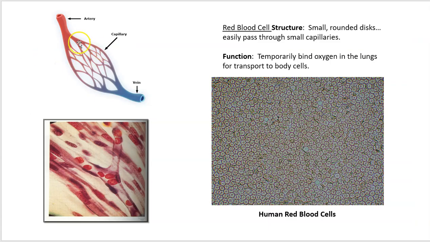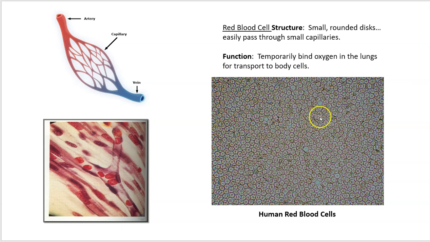Now on the left here, we see a diagram of these tiny blood vessels that connect arteries and veins. We call them capillaries. And capillaries are very, very small indeed. In fact, in this picture, you can see the diameter of a capillary is not much larger than the diameter of a red blood cell. So red blood cells have to move through capillaries in single file fashion.